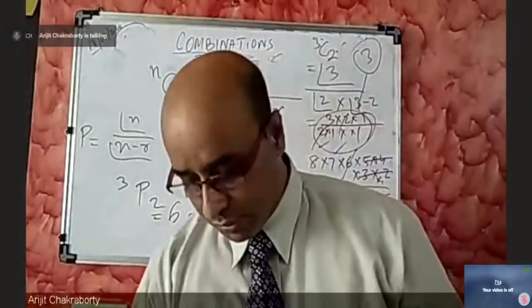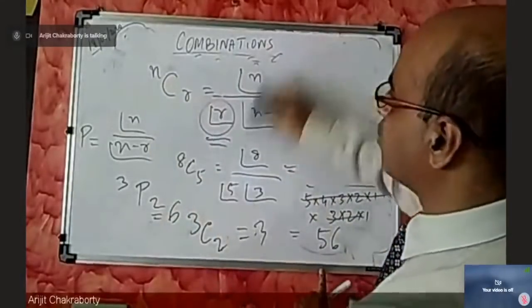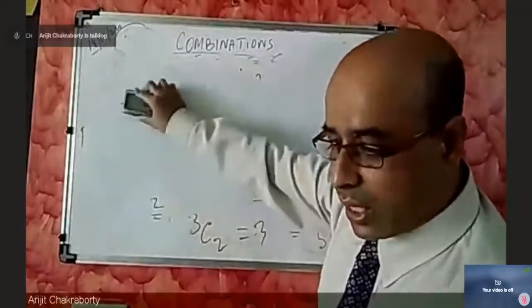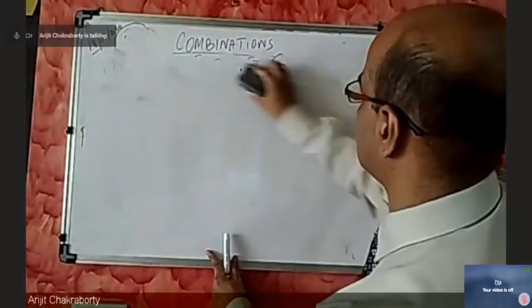Right. Now we will take another example. We took one example, 8C5. Now we take the other example, and that is 8C8. Okay, let us do 8C8 and see what happens.